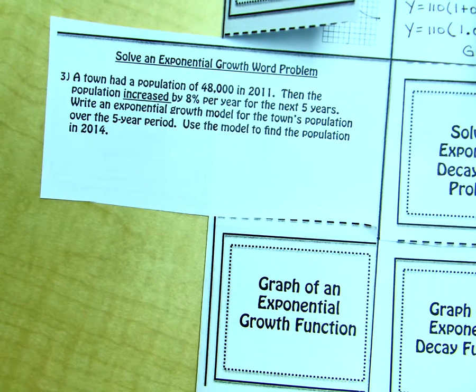Then the population increased by 8% per year for the next 5 years. Write an exponential growth model for the town's population over the 5-year period. Use the model to find the population in 2014.